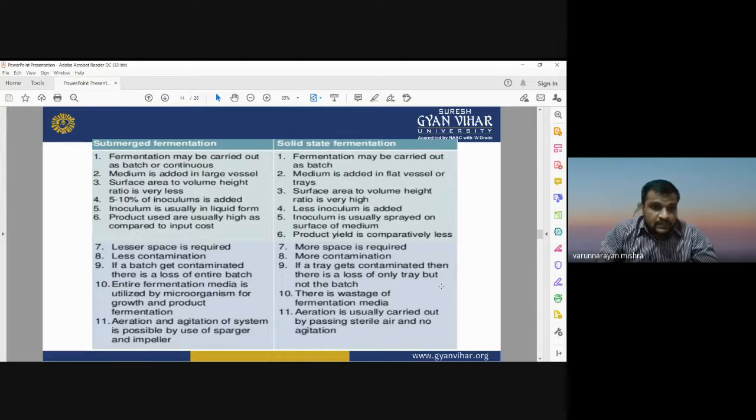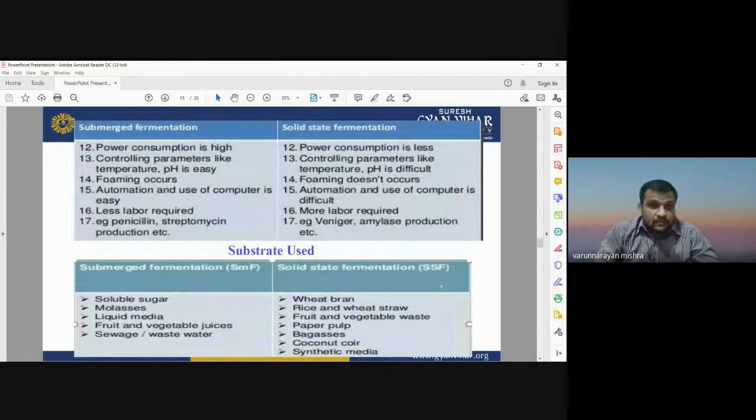Okay, and the fifth point is that the culture is usually in liquid form, whereas in solid state fermentation it is usually spread on the surface of the media. So these are some comparative points of two different kinds of fermentation process, and you see that both are different from each other in different aspects. Here you see in submerged fermentation, power consumption is very high, whereas in solid state fermentation, the consumption of power is very low. It is a less power consuming technique.